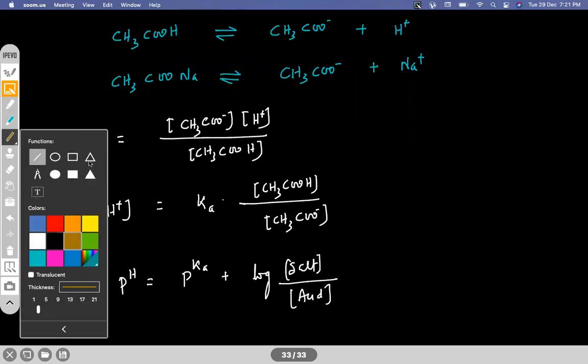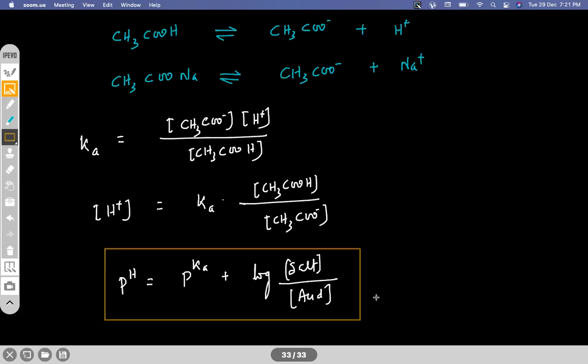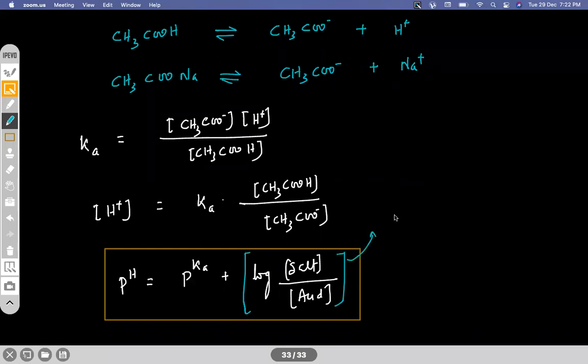Salt by acid. So this is the expression of pH. Once you know that it is a buffer solution, you have to apply this formula. Correct. Second point, this value you see here, log of this term, this is the change in pH we have actually. Like I said, the change in pH is very less.